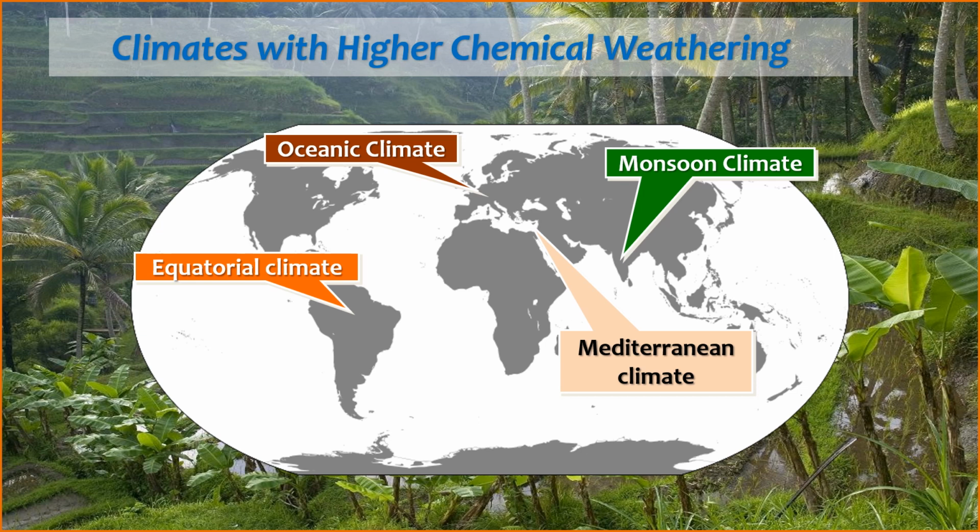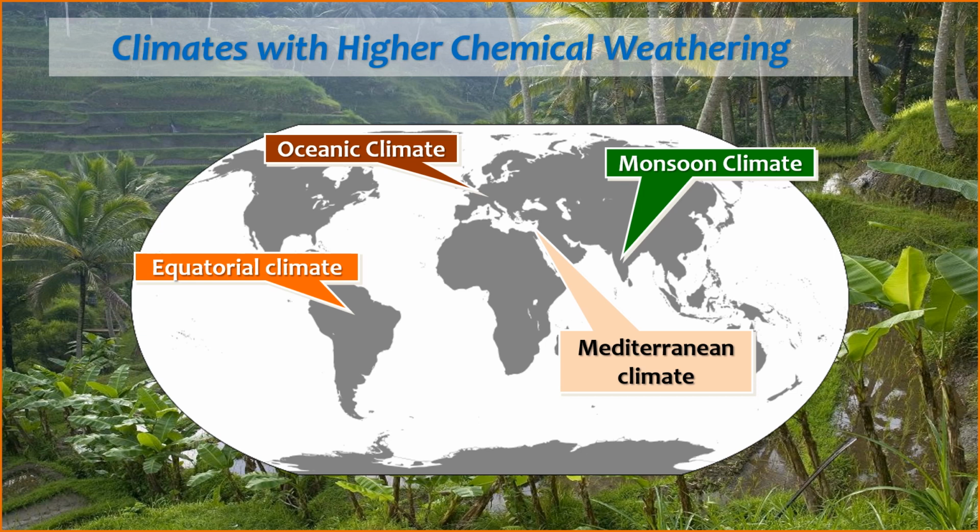3. Subtropical climates. Subtropical regions, characterized by warm temperatures and high humidity, also favor chemical weathering. While not as extreme as tropical rainforests, subtropical climates still provide conducive conditions for the breakdown of minerals through chemical processes.